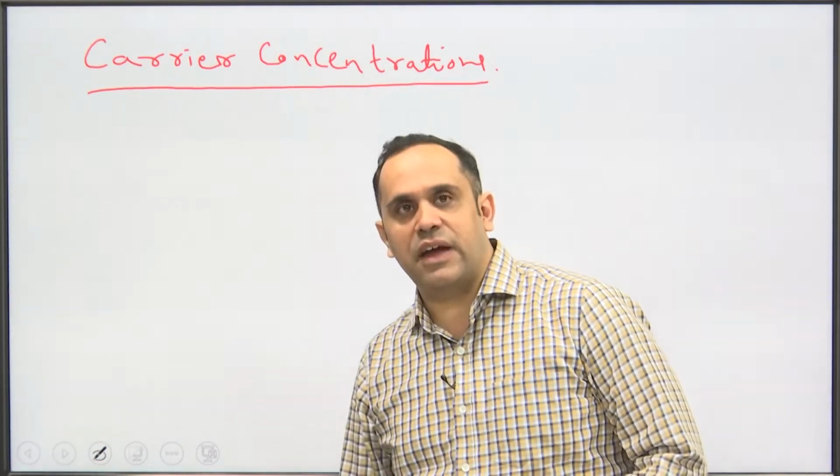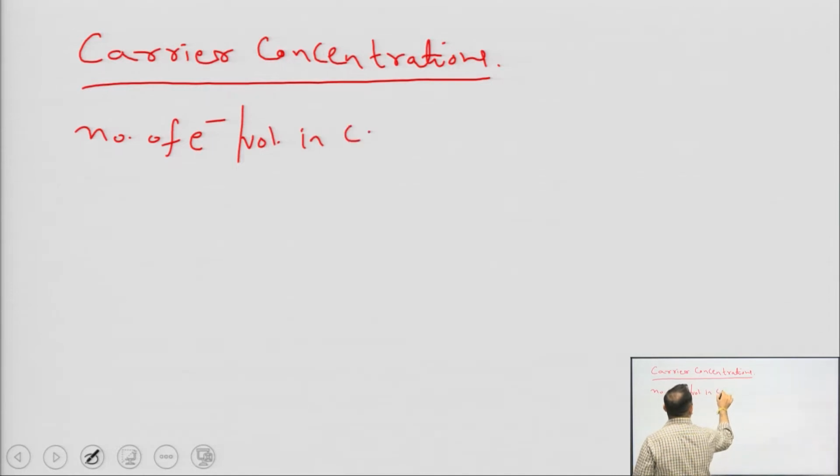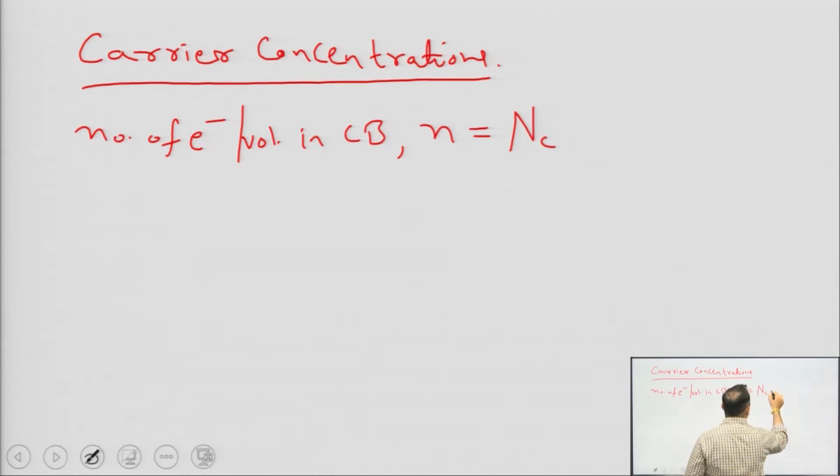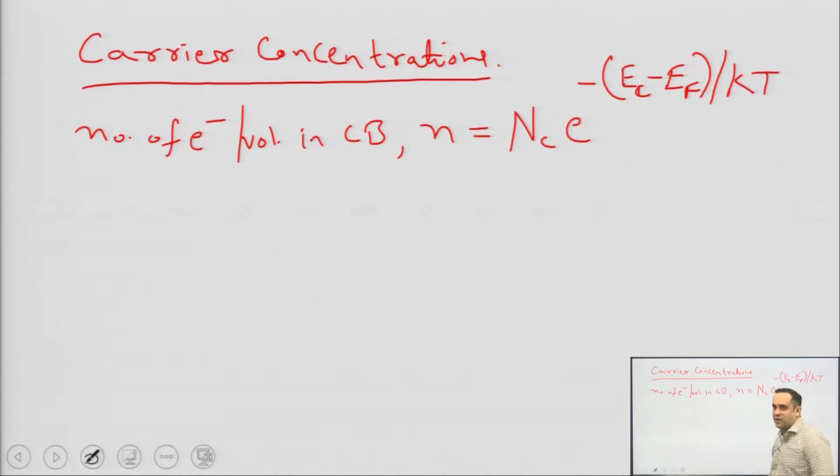We had arrived at two expressions, one for the number of electrons per unit volume in the conduction band. This is denoted by n and equal to N_c e to the power minus (E_c minus E_f) by kT, where N_c is the effective density of states in the conduction band. E_c is the start of your conduction band, the minimum energy level in the conduction band, and E_f is known as the Fermi level energy, k is the Boltzmann constant and T is temperature.